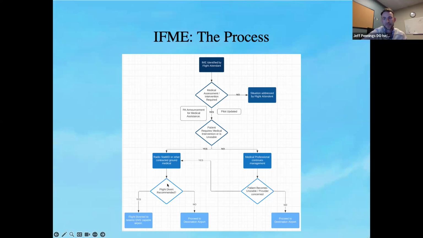And StatMD is going to help manage that patient with you, and ultimately be the one that helps make the recommendation of whether the flight needs to be diverted with the pilot. In the end, no matter who makes that recommendation, it's up to the pilot to decide, and we'll talk about that a little bit further as well.